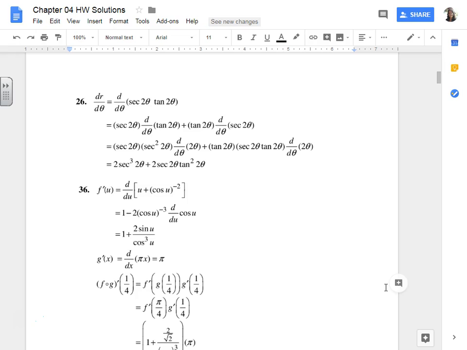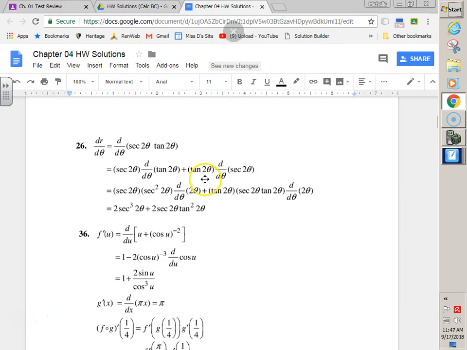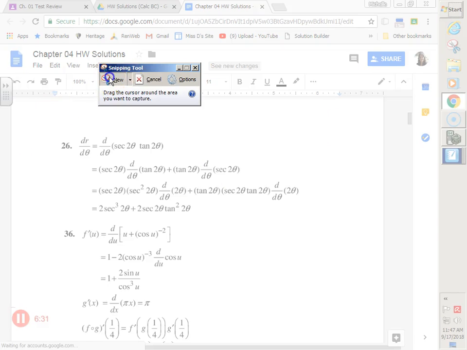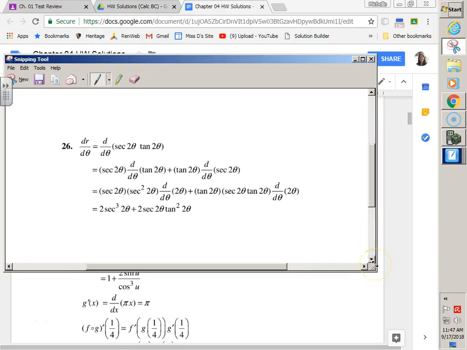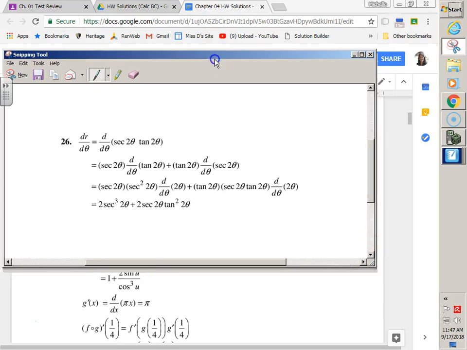If you factored out a secant 2 theta, yeah, you could technically factor out a 2 and a secant 2 theta. Wait, how did they not simplify that? That does not make any sense. This is not AP-ish at all. Hold on, that's why I gave you this one. You guys should have kept going. Does anybody see why they didn't keep going?